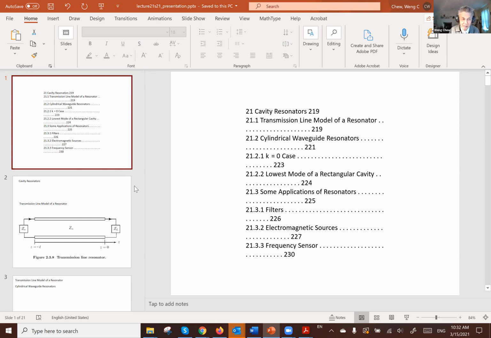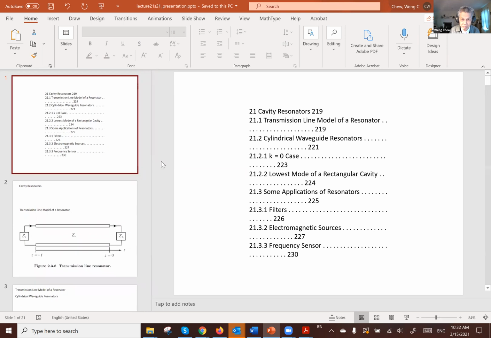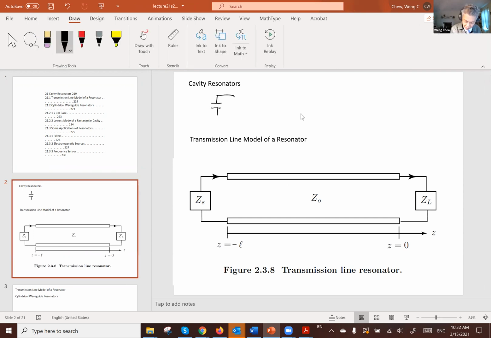Let's get started then. Do you have any questions before we get started? If not, today I'd like to talk about cavity resonators. It's a pretty interesting topic. You have come across resonators before as an electrical engineer. The place where you have come across a resonator is an LC tank circuit, for instance.